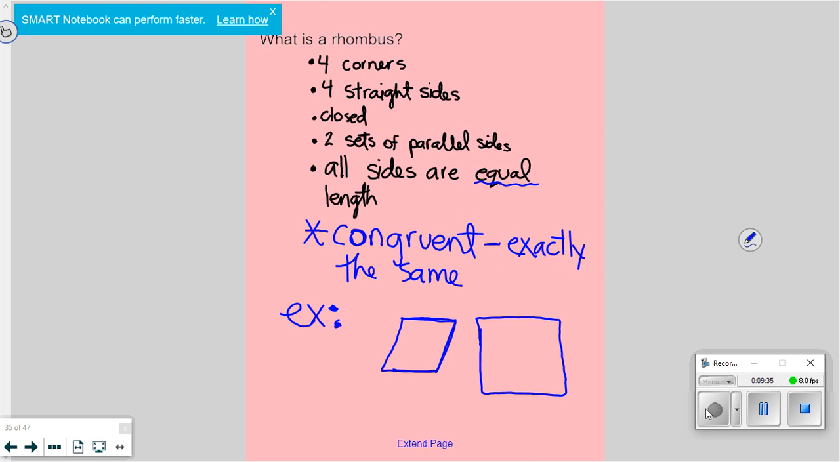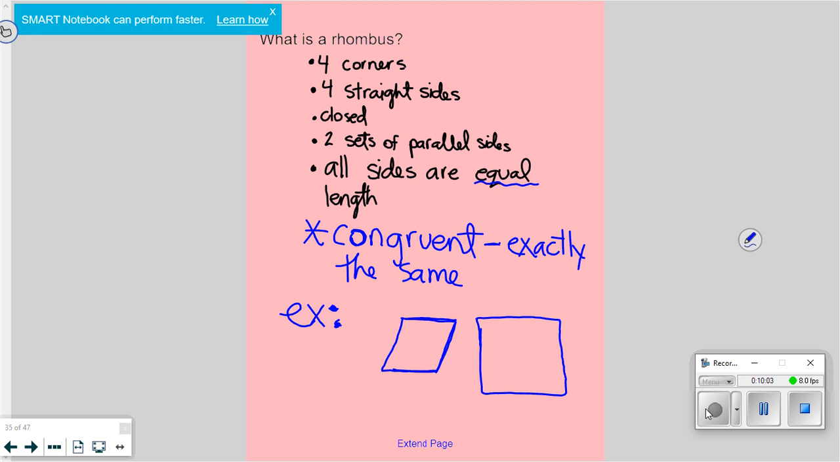Does it have all equal length sides? Yes. Does it have another name? Yes. What else could I call that shape? Zach? Sure. It's not going to be the name of a shape. That's just a describing word. What could I call that shape though? Like, what could another name for that shape be, Mackenzie?